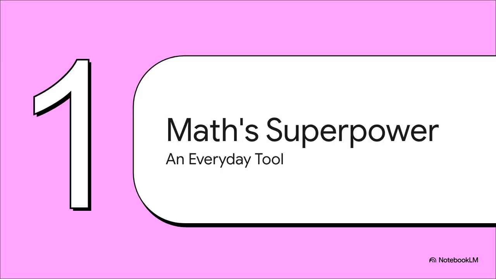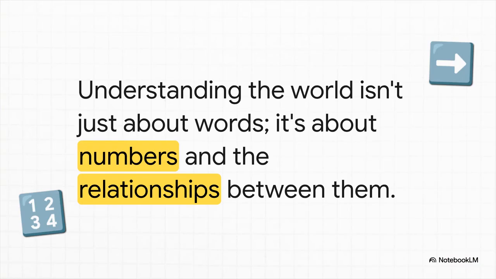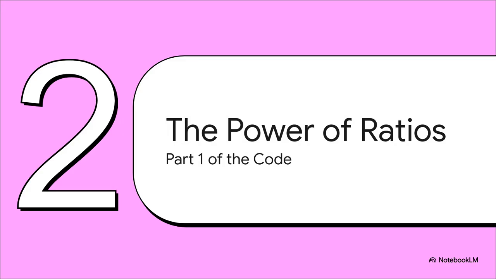What we're going to do is unlock this everyday superpower. And this isn't about solving problems on a page, it's about seeing the world through a new, much more powerful lens. Because understanding the world isn't just about words and sentences. It's also about numbers and the relationships between them. Learning to read that numerical code is a skill, just like reading the words you see on the screen right now. So, let's start with the very first part of our code.